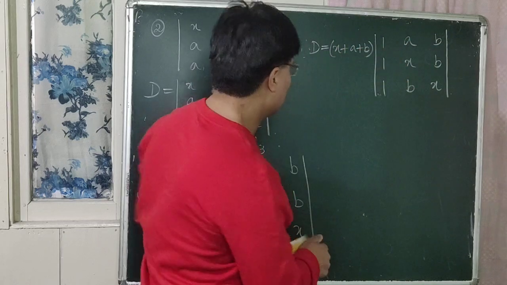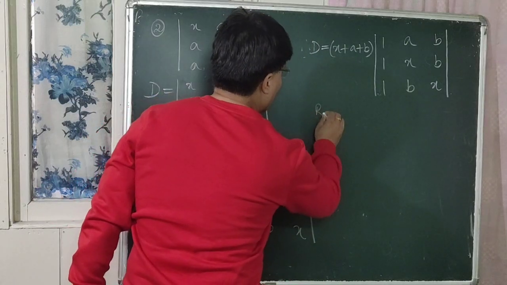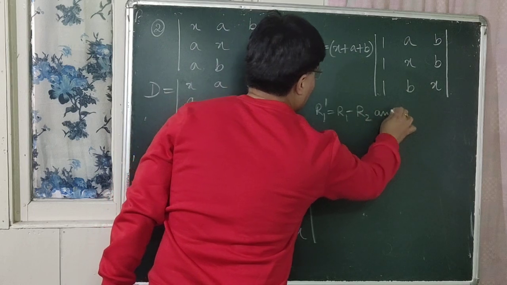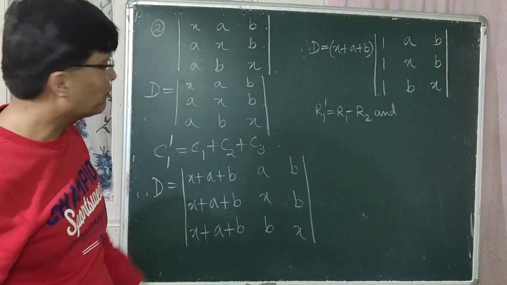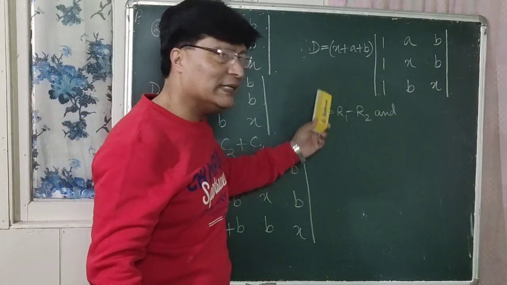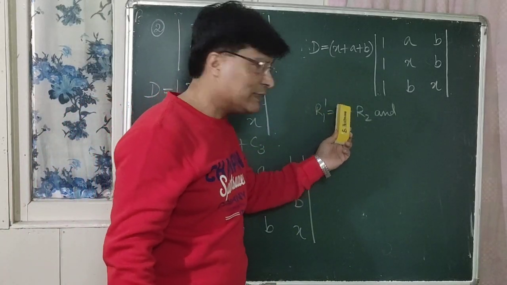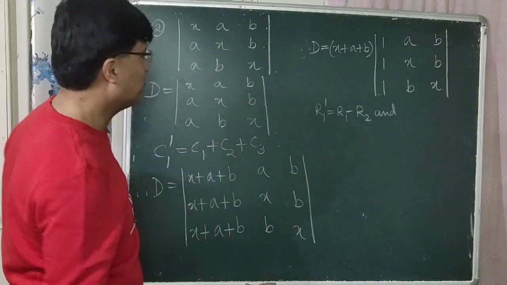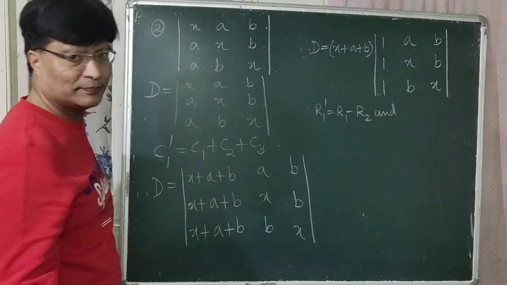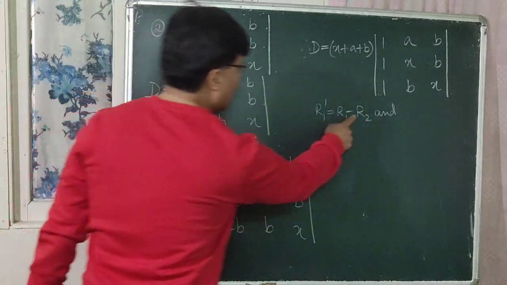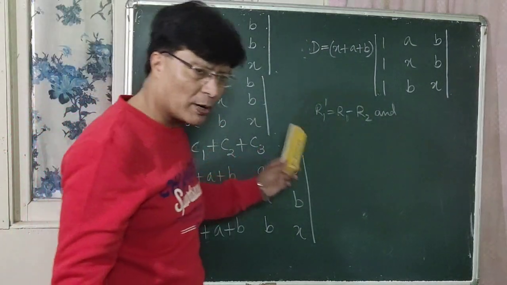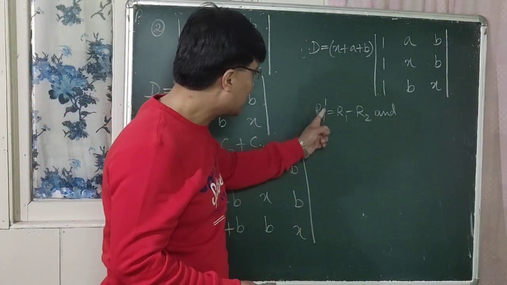By using the property, I already told you in the first problem that in case of a third order determinant, a maximum of two properties can be used, not more than two. Either you can use only one property or you can use two properties at a time. So we have to use two properties here to make two ones zero, isn't it? This minus this, 1 minus 1, 0. Again, this minus this, 1 minus 1, 0.